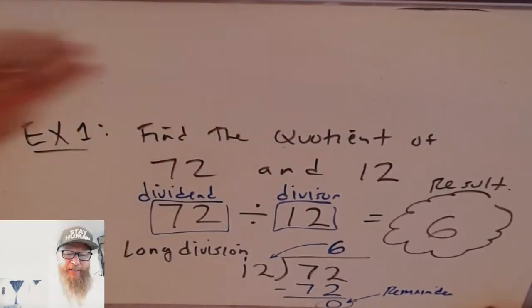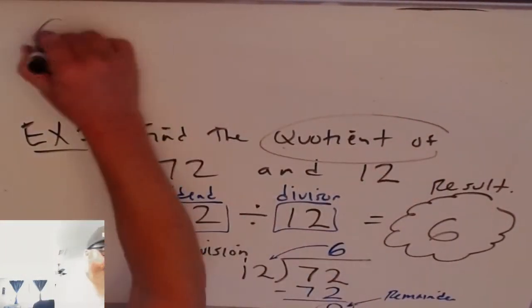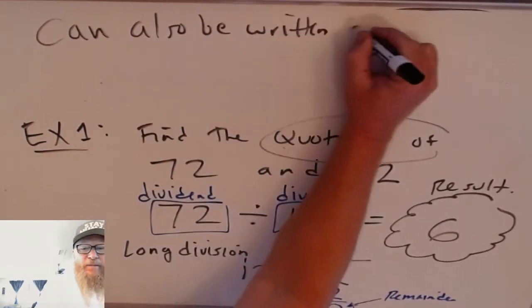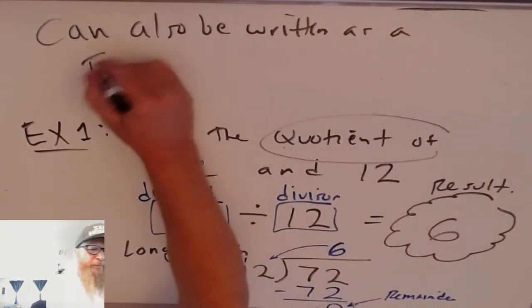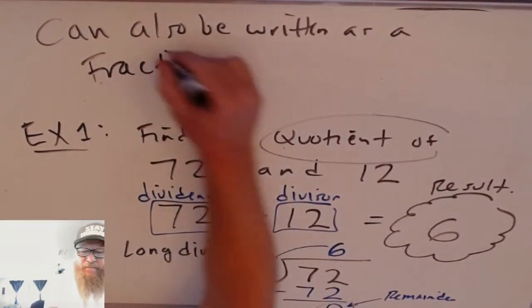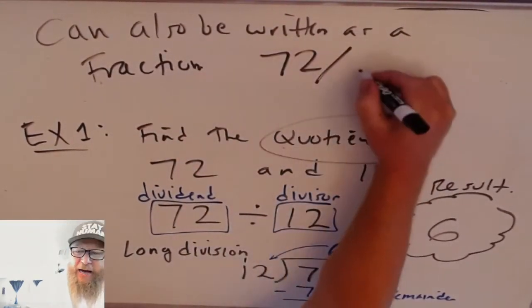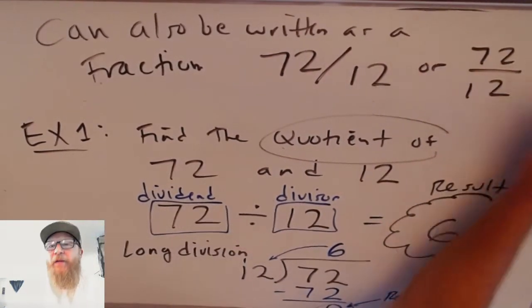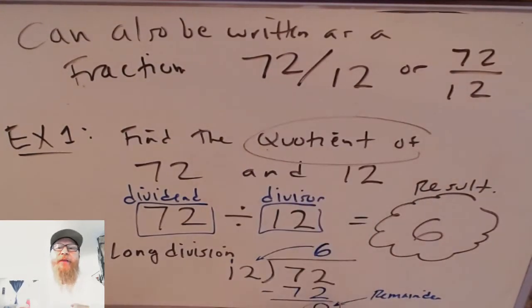A quotient can also be written as a fraction, 72/12, or 72 over 12. These mean the same thing: 72 divided by 12.